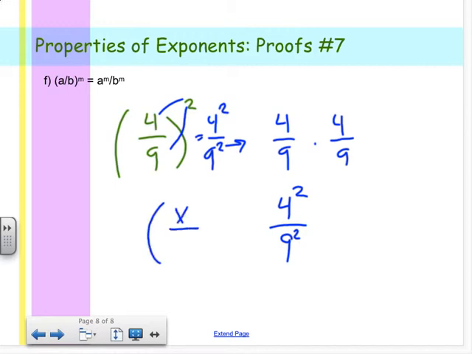Same concept here. If I have x over y to the third, I would distribute the 3 to the x and to the y. I would say x to the third, y to the third. That's going to be another key one that we're going to see come up a lot.